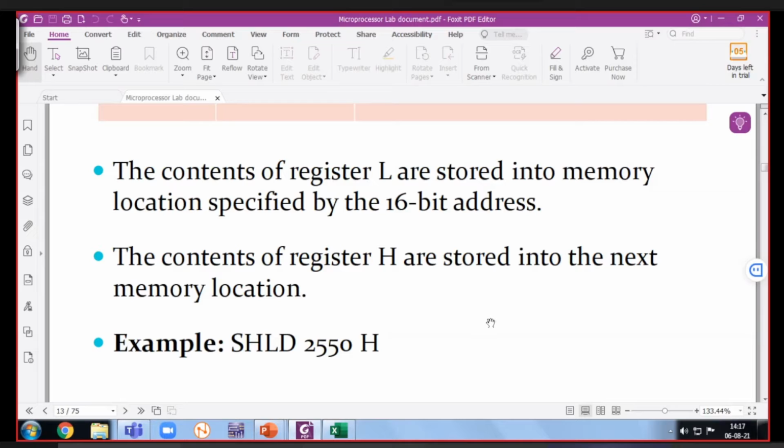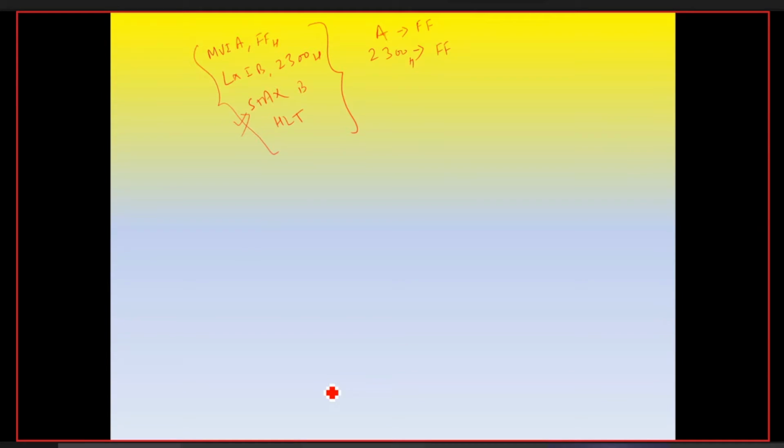समझ में आ रहा है ये? एक एग्जांपल दें इसका भी. First read carefully this. The content of register L is stored into memory location specified by the 16-bit address. The content of register H is stored into the next memory location, that is SHLD 2500. चलो एक एग्जांपल करो इससे भी.